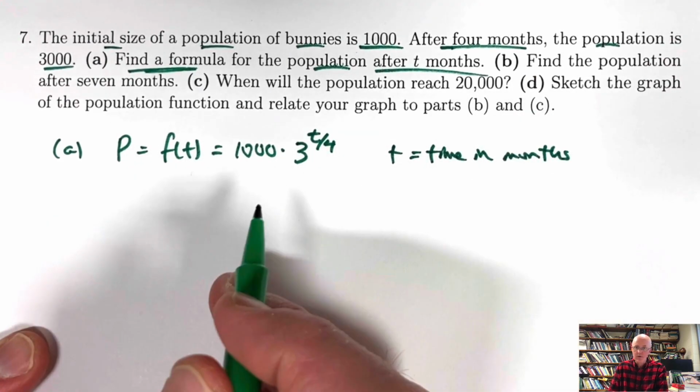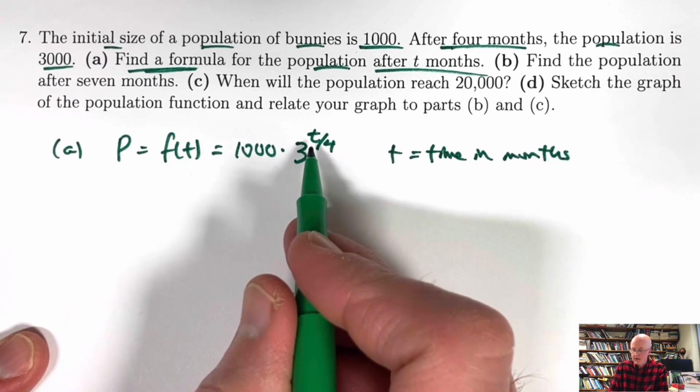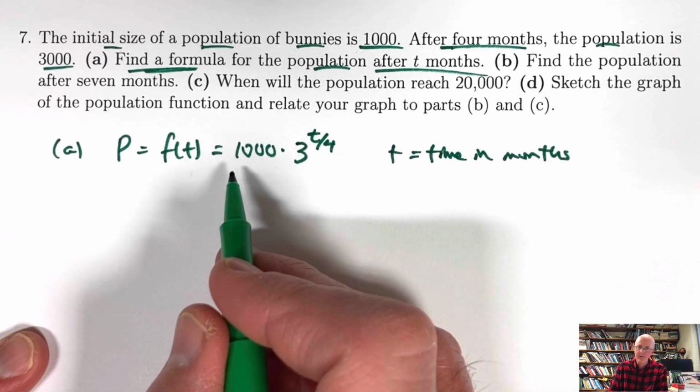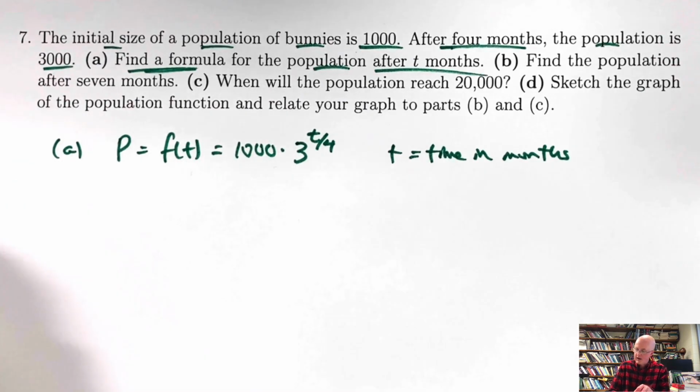It is important to understand our order of operations here. Whenever you plug a number in for t, you compute 3 to the t over 4 first before multiplying by 1,000. Do not multiply by 1,000 first. There's our formula for part A.